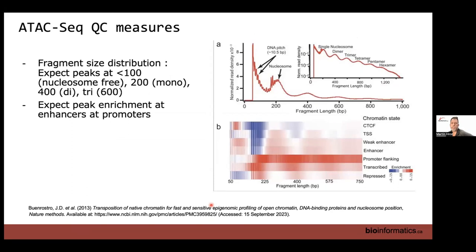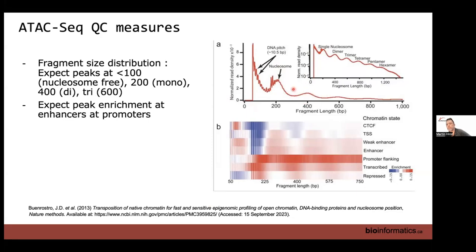And finally, just ATAC-seq measurements. What are the kinds of things that we can use to look at the quality of an ATAC-seq data set? Well, there are two main areas. One is to look at the fragment profile. If we align the reads to the genome and look at the length of the fragments that were generated, we should expect to see a pattern that mirrors nucleosome content: single nucleosome, dinucleosome, trinucleosome, et cetera.